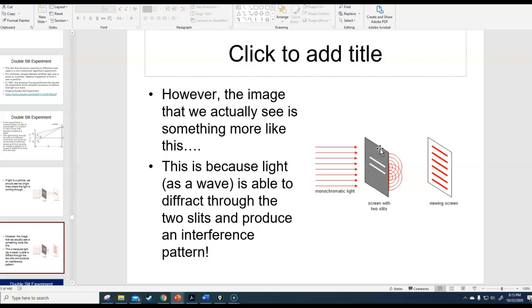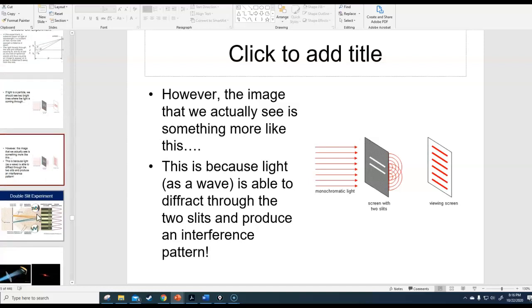And so because if you do this experiment with light, you get an interference pattern, and because interference is a wave behavior, that obviously implies that light acts as a wave. Ta-da, there you go. So good for Young for coming up with this experiment.